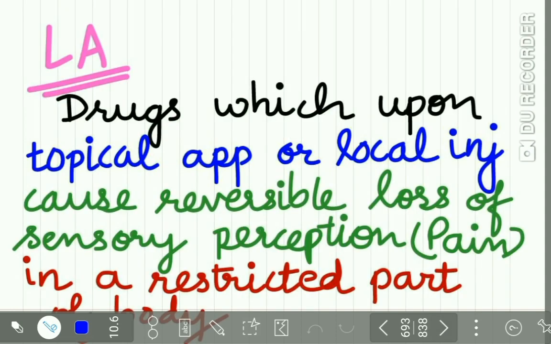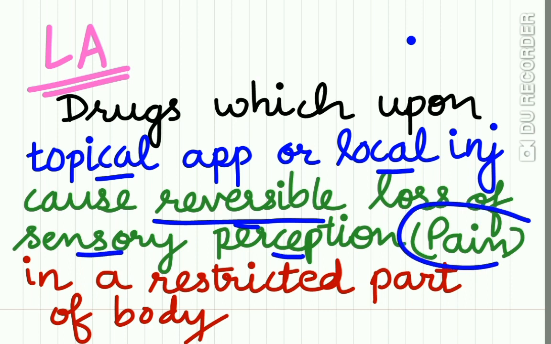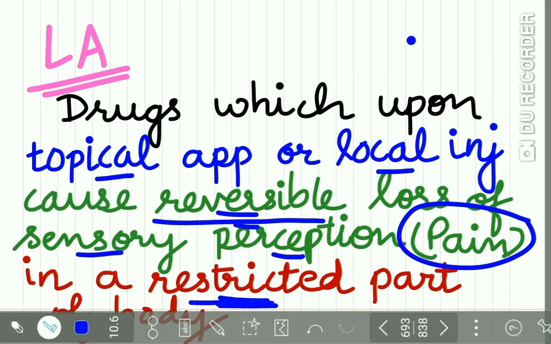So the introduction. The local anesthetics are defined as the drugs which upon topical application or local injection cause reversible, note here, reversible loss of sensory perception, mostly pain, in a restricted area of the body. So there is a reversible loss of sensory perception or pain in a restricted area of the body.